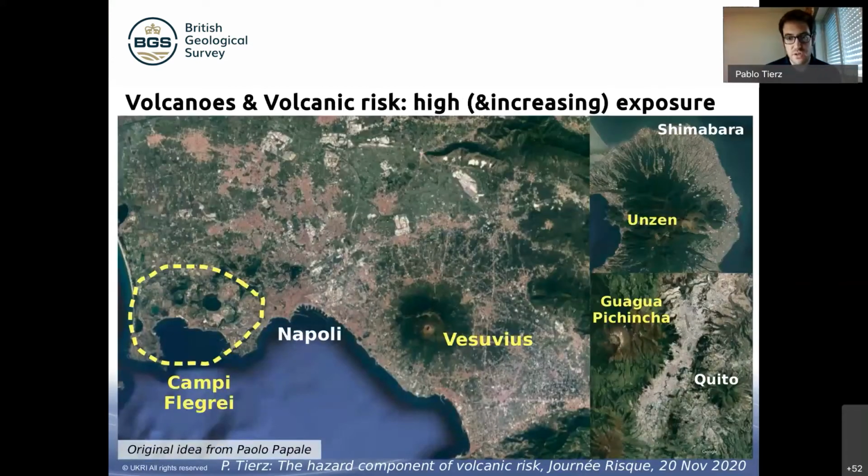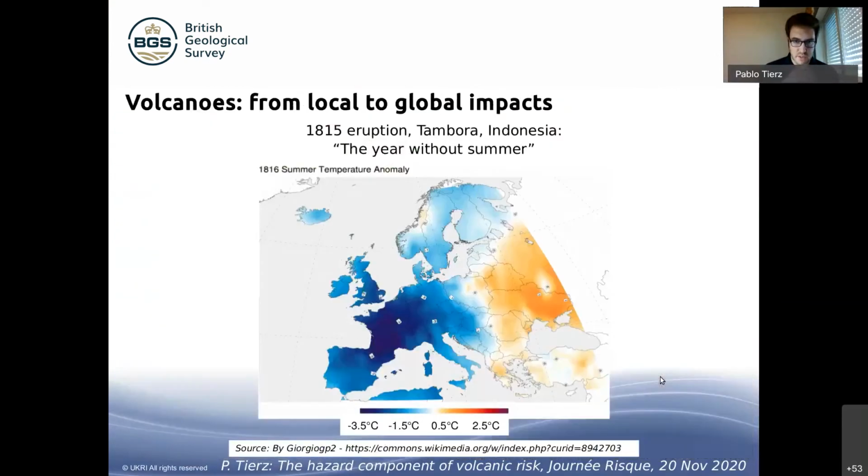So another factor is that the exposure to volcanic activity is ever increasing because we tend to build closer and closer to active volcanoes. And we will come back later on to the city of Napoli in southern Italy, mainly surrounded or built on two volcanoes, Campi Flegrei over here and Vesuvius over here. But there are other cases like in Japan, Shimabara City and Mount Unzen, and Ecuador's capital Quito and the Guagua Pichincha volcano. So we see there's high exposure to volcanic hazard.